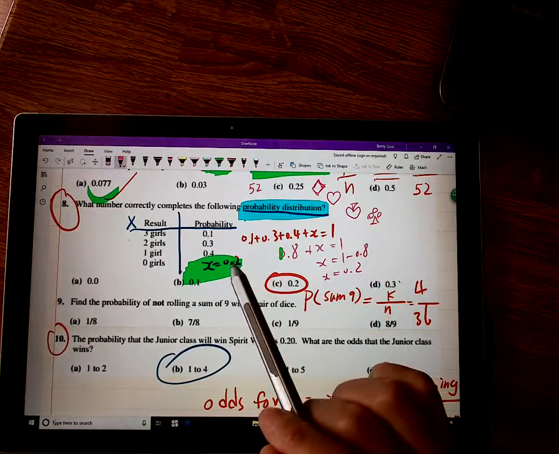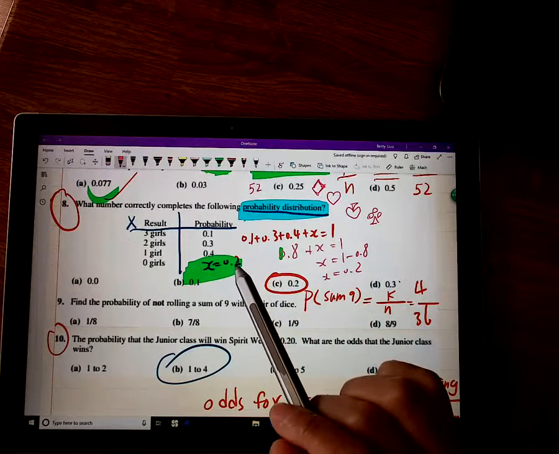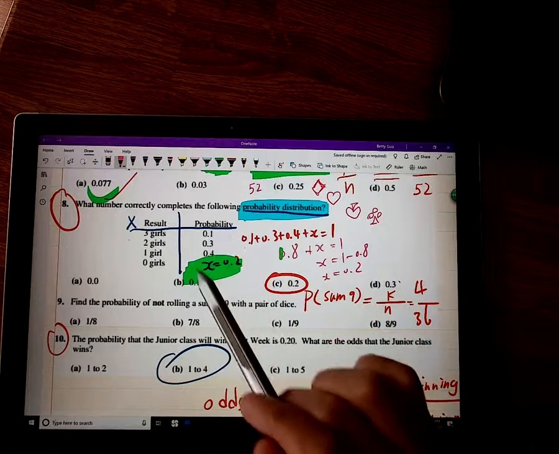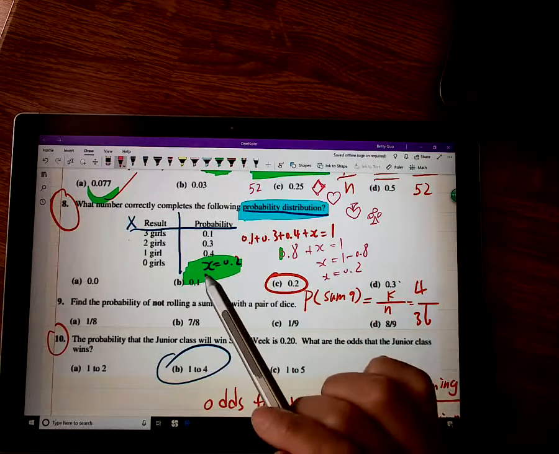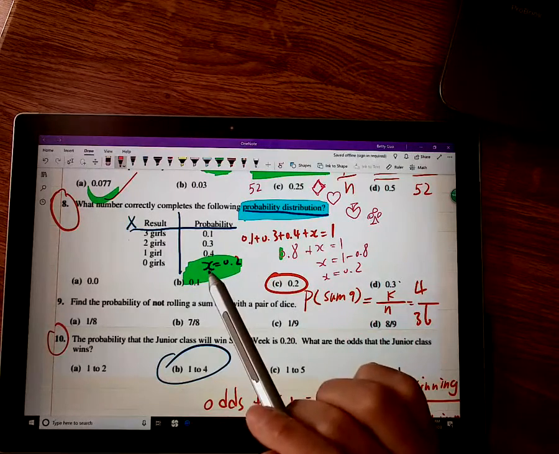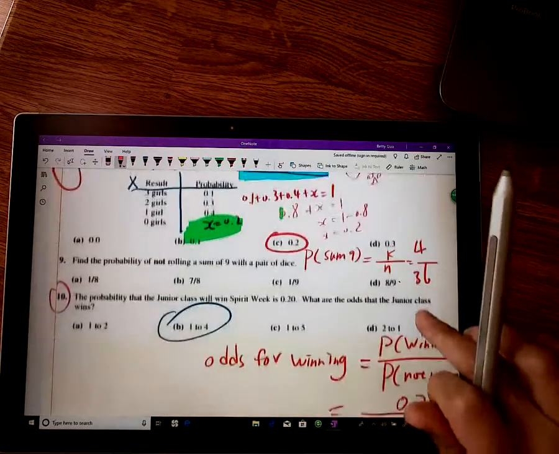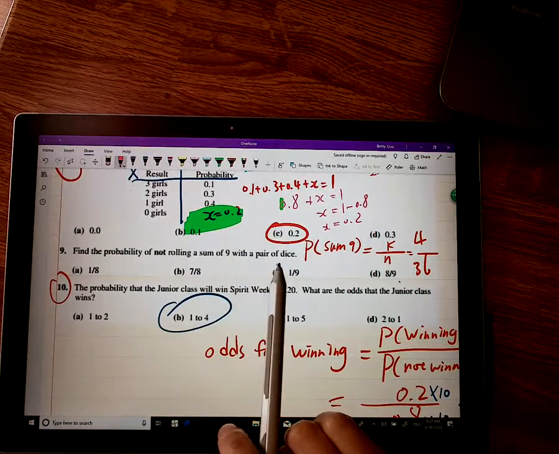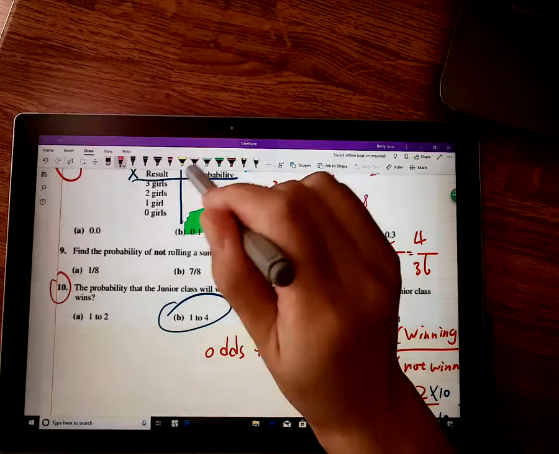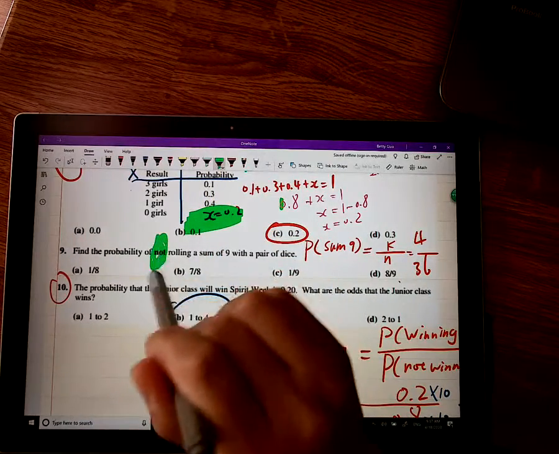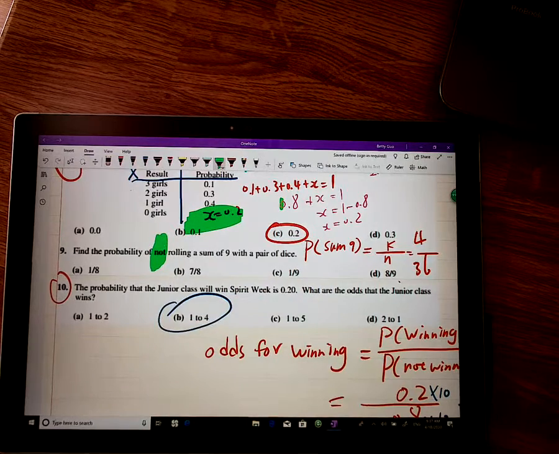So that's how we know the value. In this problem, we applied a requirement for a probability distribution: the probabilities in the second column must add up to 1. That's how we get the missing value. Number 9. Find the probability of not rolling a sum of 9 with a pair of dice. Not. The keyword here is very important. You're going to pay attention to the keyword. We see a negation, right?